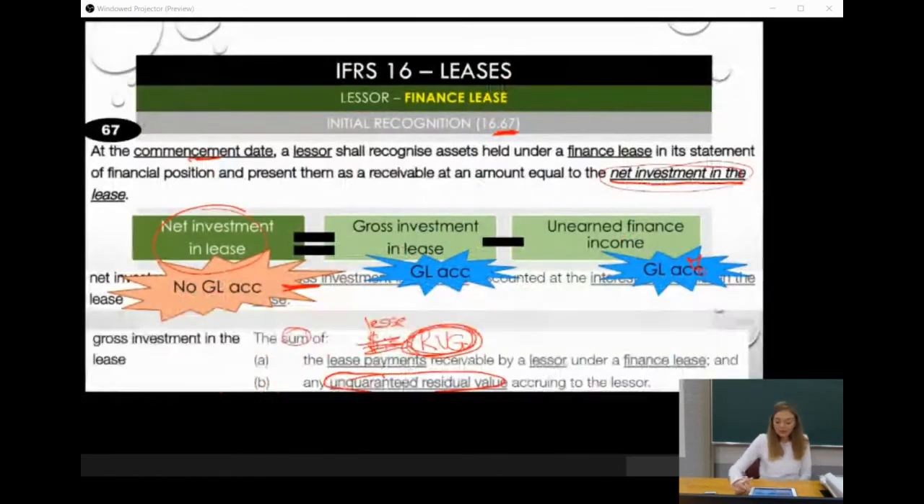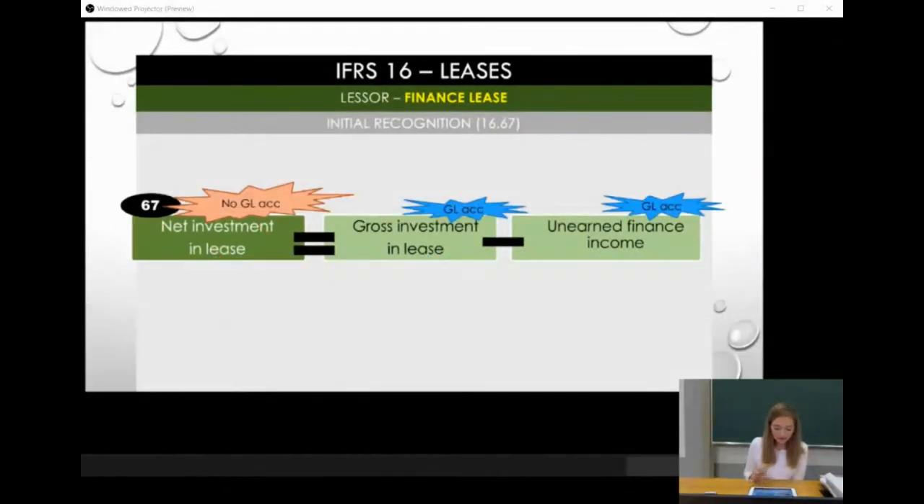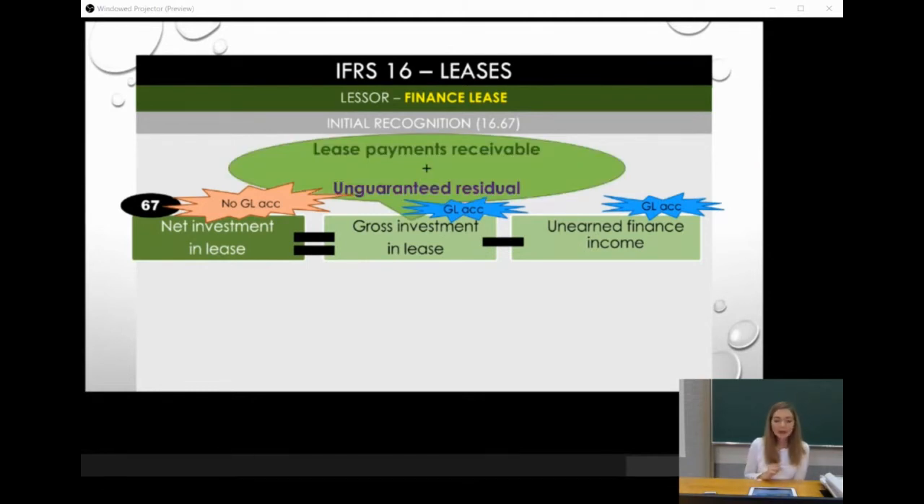Okay. Good. So that's our initial recognition. That's the way we are going to recognize this, and we'll do an example just now to see exactly how it works. Good. So as we said, remember that your gross investment in the lease includes all your lease payments receivable. So that's literally if the lease contract says that your lease payments are R1,000 per year for 10 years, then that's literally the amount that we include in our gross investment in the lease. R1,000 times 10, 10,000 Rand.